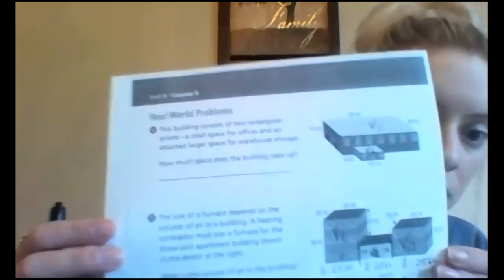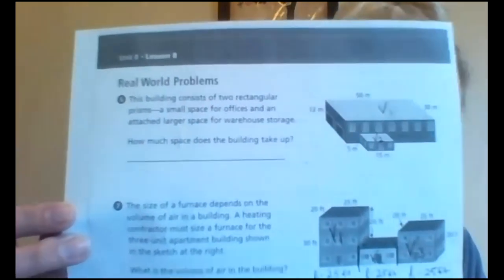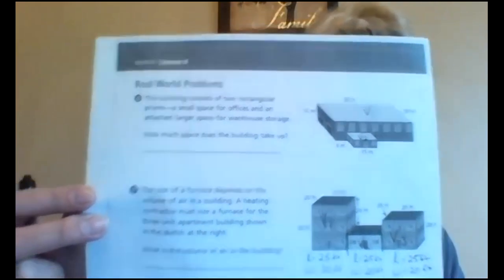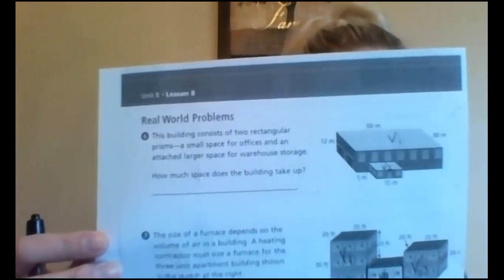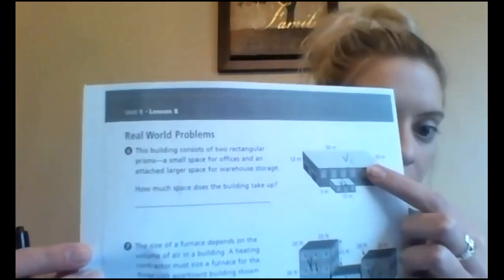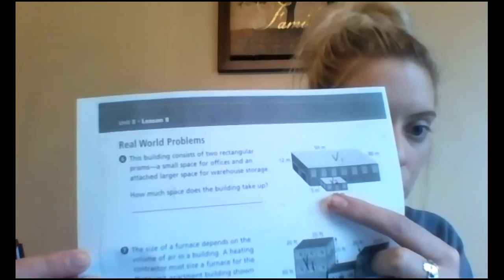All right, so number 6 on the back, page 334, it says this building consists of 2 rectangular prisms, a small space for offices and an attached larger space for warehouse storage. How much space does the building take up? My first step is just to split that into 2 rectangular prisms. The way it's drawn, it does a pretty easy job of splitting it for you. My big one is going to be my volume 1, and my small one is going to be my volume 2.